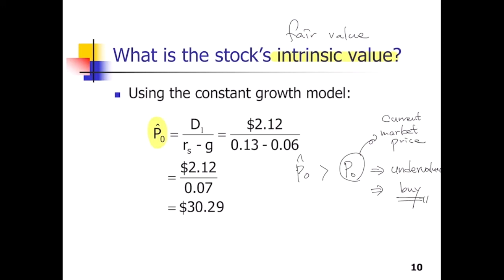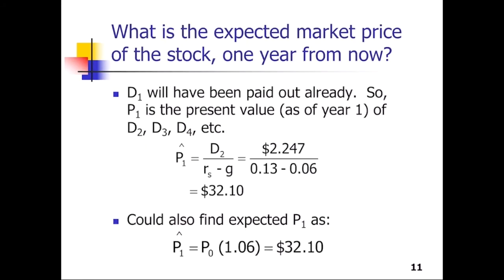The opposite case: if the market price is higher than intrinsic value, or fair price or fair value, we call this overvalued, and do not buy. So if you have this stock, you should sell, right? Because the price goes to intrinsic value. It means the price goes down. What is the expected market price of a stock 1 year from now? So let me draw a timeline.